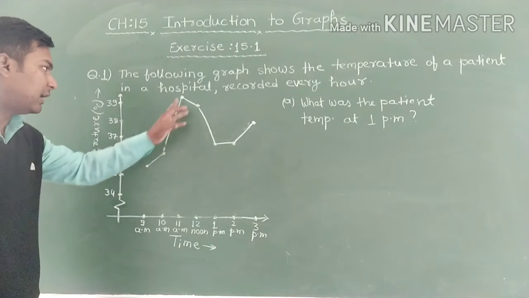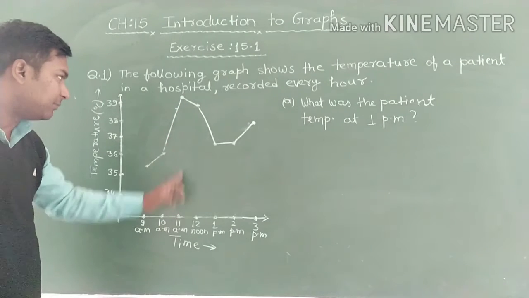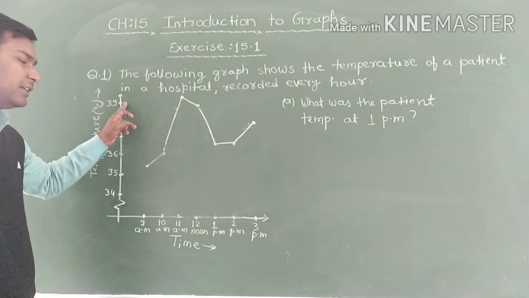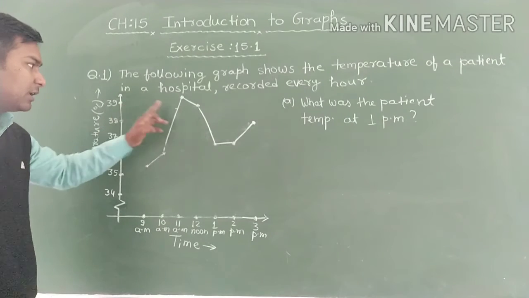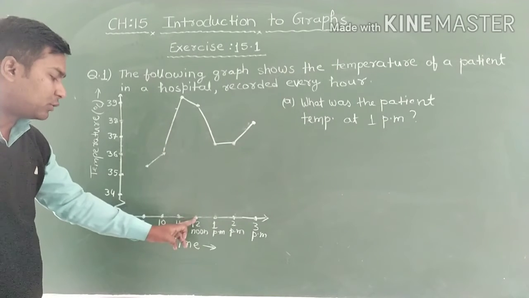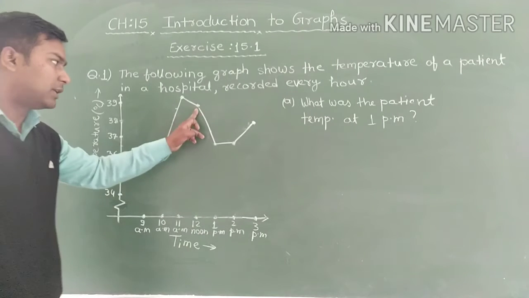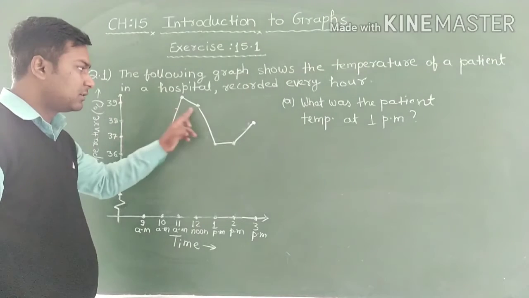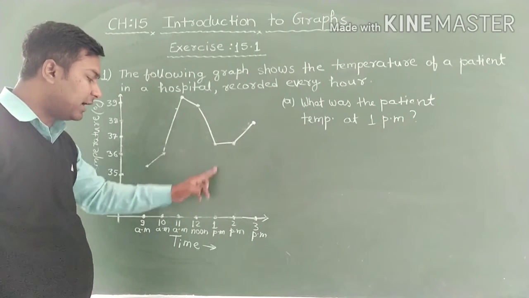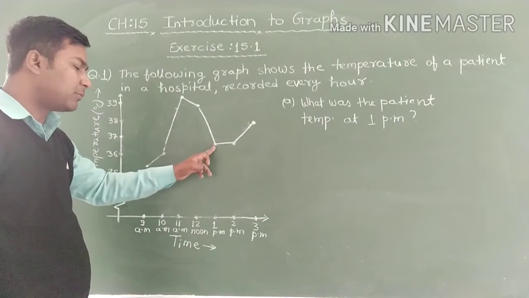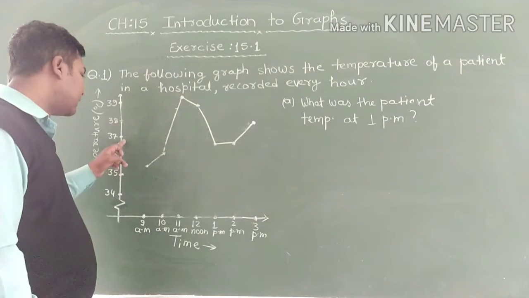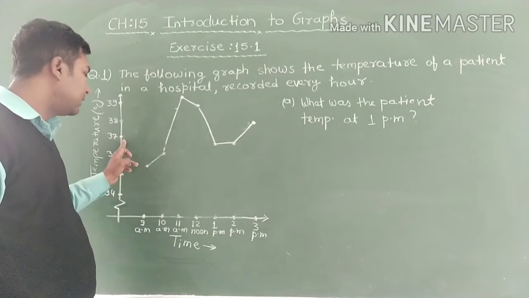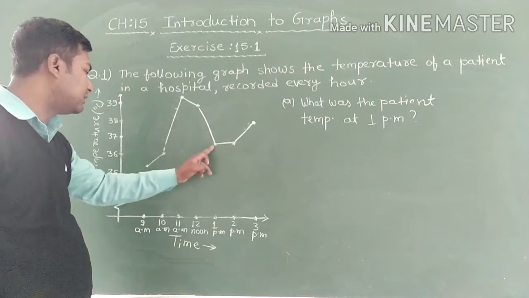Okay. Similarly, at this point, at 11 a.m. this point shows 39 degrees Celsius. Similarly, at this point, at 12 noon, the temperature of the patient will be 39 degrees Celsius. Similarly, at this point, at 1 p.m. the temperature of the patient will be 37 degrees Celsius. Okay, sorry, 36.5 degrees Celsius.